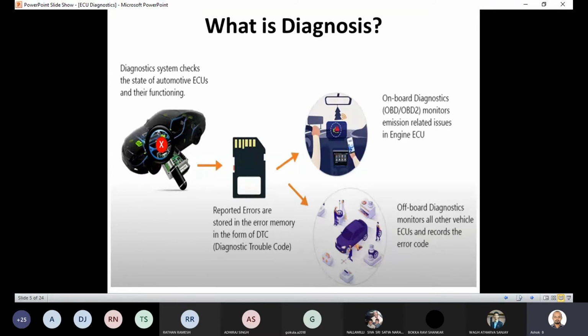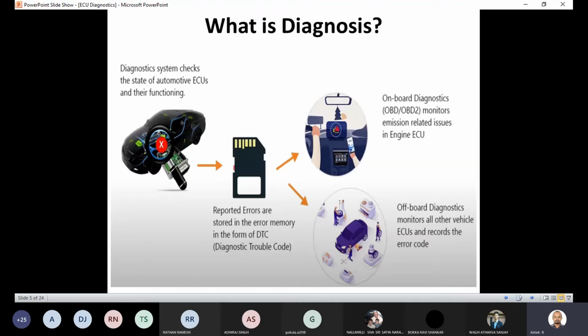from that code, two types of diagnostic can be done. One is onboard diagnostic and the other is offboard diagnostic. The onboard diagnostic monitors the emission related issues in the engine ECU only. OBD1 or OBD2 is only with respect to engine ECU related aspects. It only monitors the emission related.